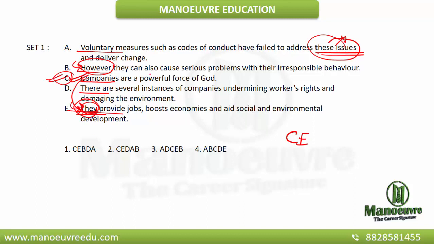Then comes, however, they can also cause serious problems with their irresponsible behavior. Here, with however, I am contradicting whatever I have earlier mentioned about the companies. So in the first statement I am saying companies are a powerful force of God. Then I say, why are they a powerful force of God? Because they provide jobs, boost economies and aid social and environmental development. This is the reason I have mentioned that companies are a powerful force of God.